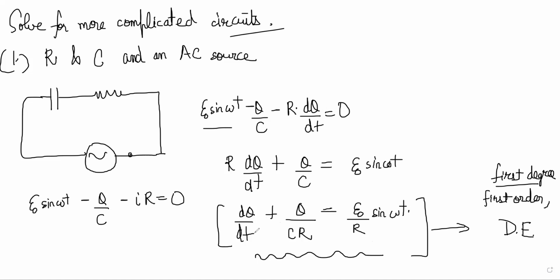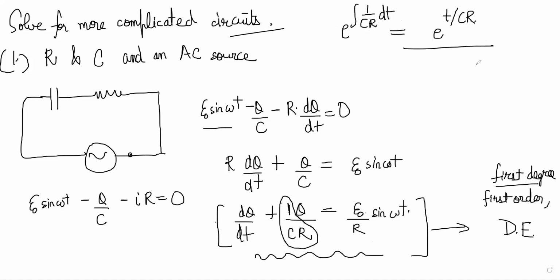What we will do here is multiply both sides of the equation by e power integral of 1 by CR dt. Why 1 by CR? This factor, right? So e power integral of 1 by CR dt is e power t by CR. This is called the integrating factor. We are multiplying both sides of the equation by e power integral of 1 by CR dt, which is e power t by CR.